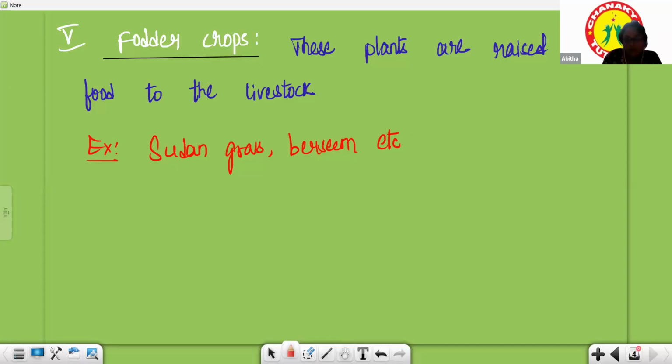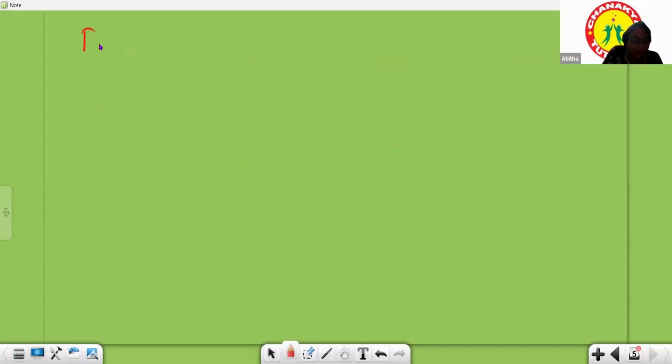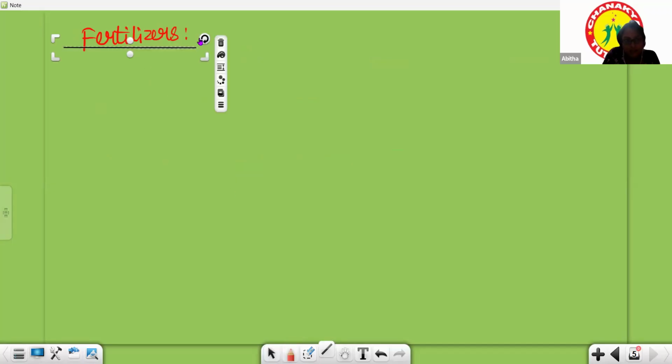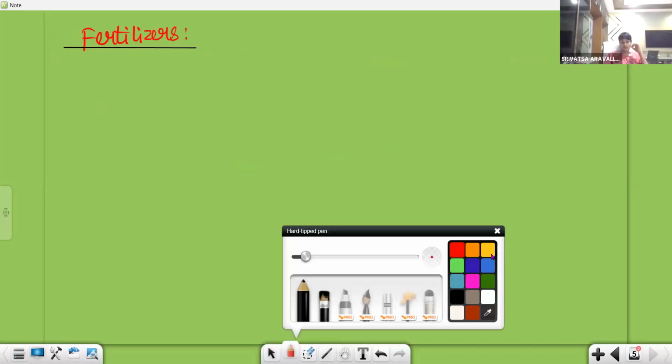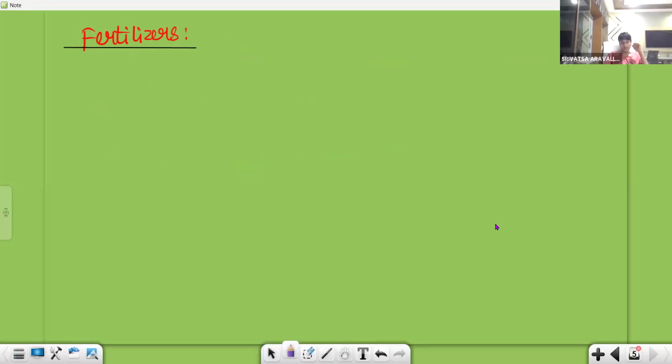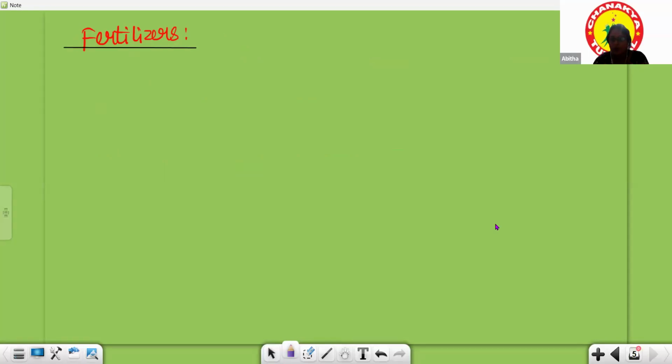Okay. Next, we are going to discuss fertilizers. Have you ever heard the term fertilizers? When you are growing a crop, you provide nutrients to the plant for its growth; those nutrients are called fertilizers. In fertilizers, we generally supply nitrogen, phosphorus, and potassium to the soil.